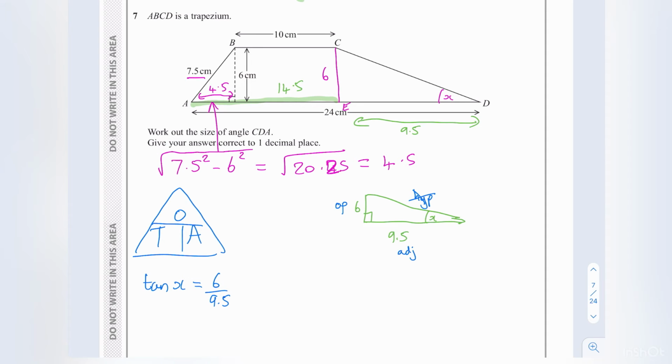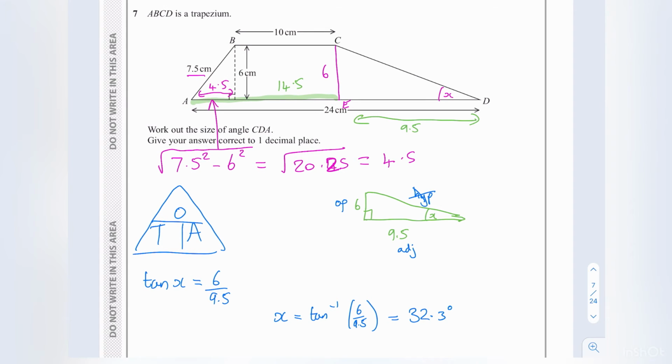So this would become tan of x is equal to 6.5 divided by 9.5. So x would be tan to the minus 1 of this answer, which is equal to 32.3 degrees to 1 decimal place.